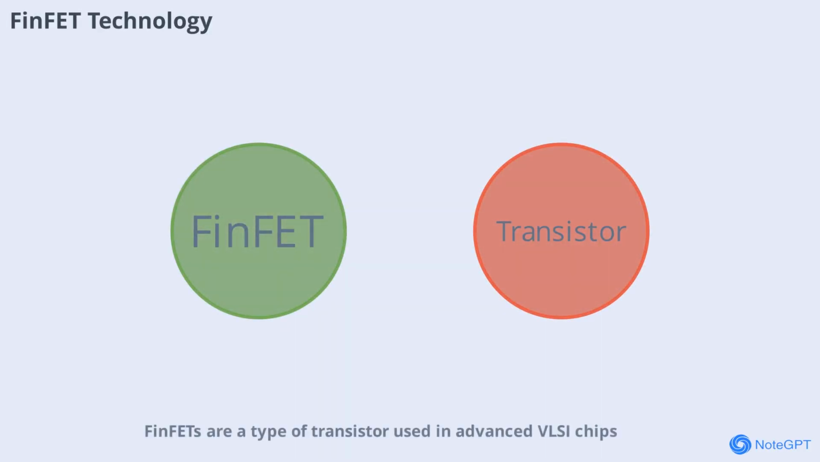FinFET is a type of transistor used in advanced VLSI chips. Unlike traditional planar transistors, FinFETs have a 3D structure that improves control over current flow. This results in lower leakage, higher speed, and better energy efficiency. FinFET technology is widely used in modern processors and is a key enabler of continued scaling.